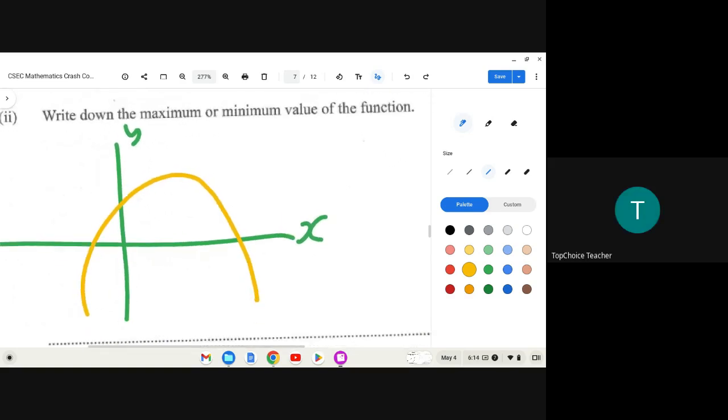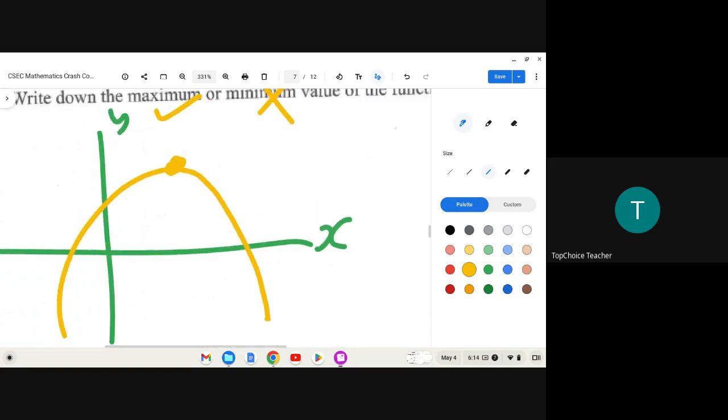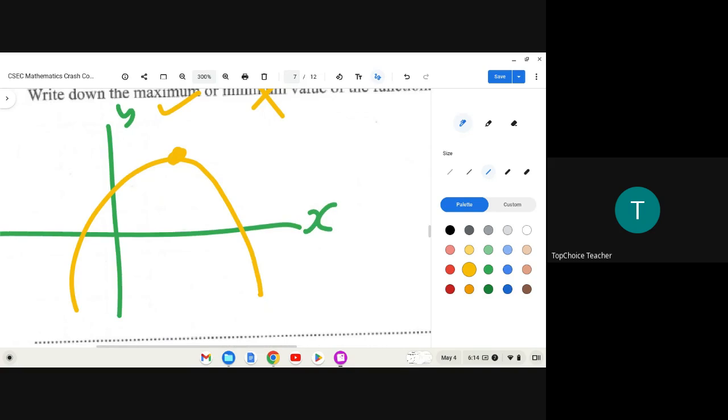Very good. So if you have a plotted quadratic and it looks like this, it is not a minimum. This is now the maximum. And the turning point up here is the maximum value in this quadratic when you plot this graph.